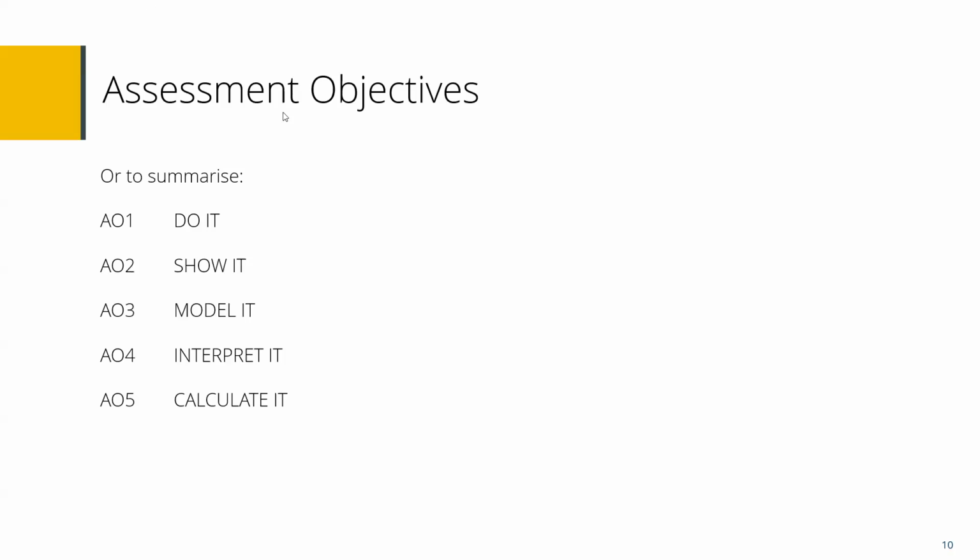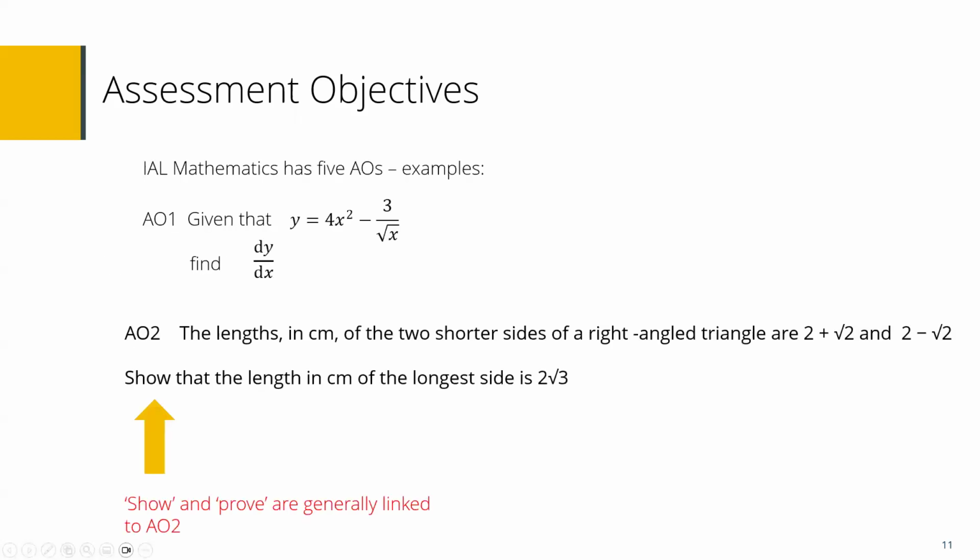An example of an assessment objective 1 question. So this one here: given that y equals 4x squared minus 3 over root x, find dy/dx. This one here is an assessment objective 1.